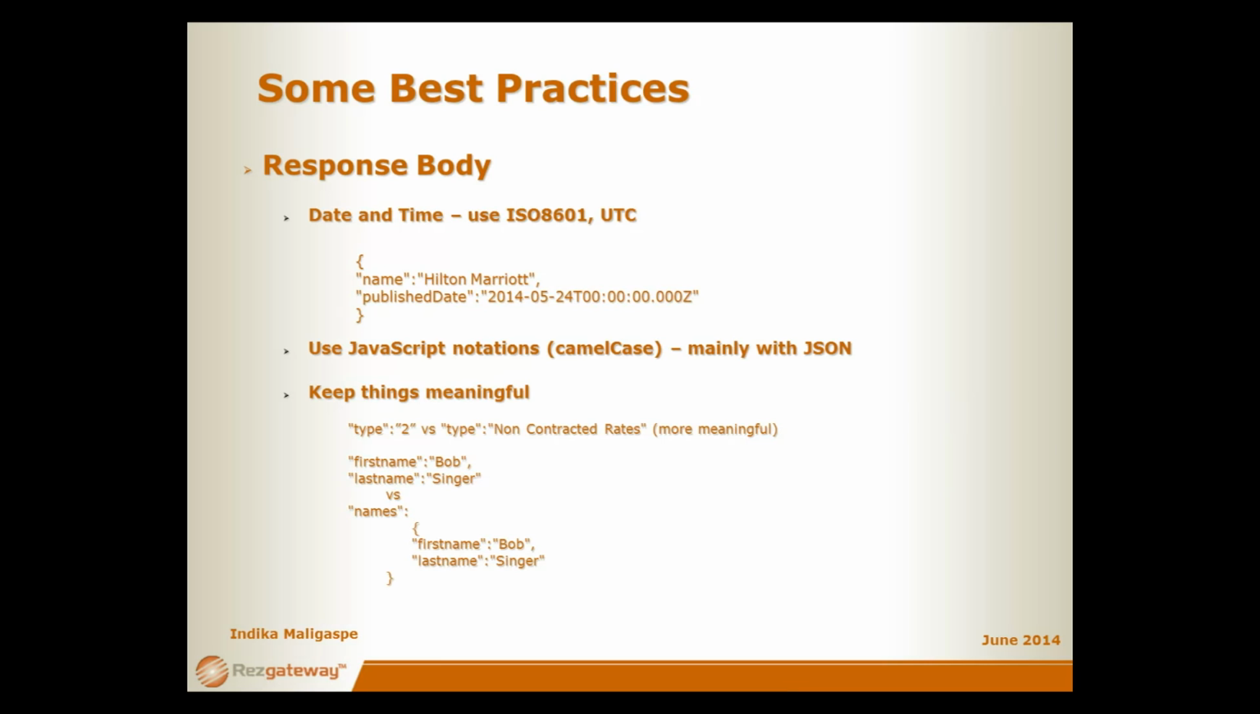Best practice for response body. One of the main problems that we have seen when we are dealing with a lot of APIs and consuming APIs is date and time. Many APIs have their own date formats and their own time formats, but the problem is that depending on the client that we are using, it is sometimes very difficult to format those dates and times into the format that we want. There is a format in the industry, which is ISO 8601 for dates and UTC for time.